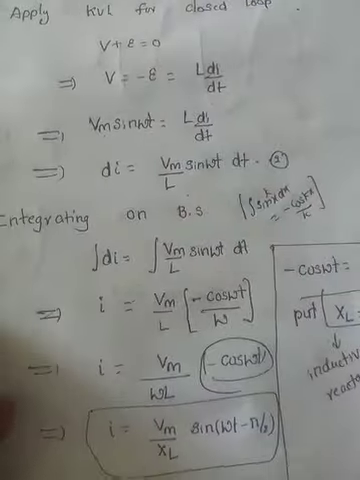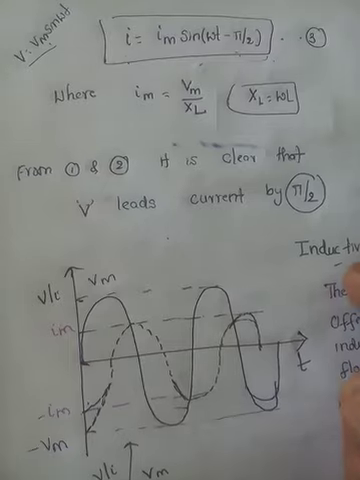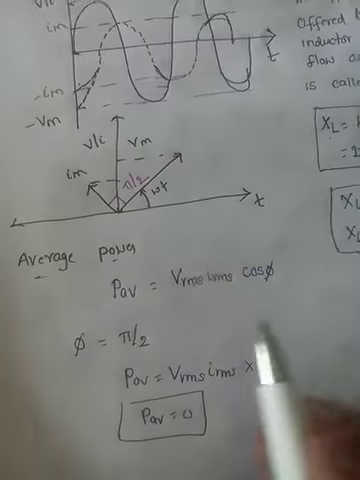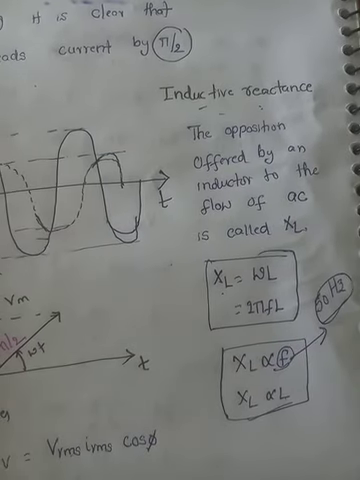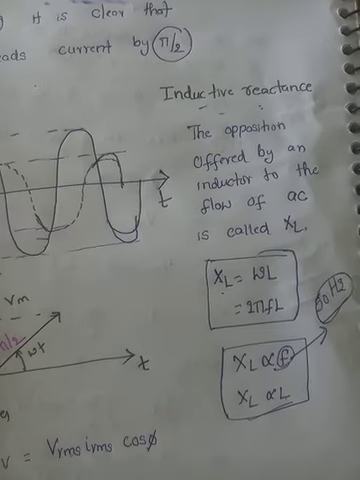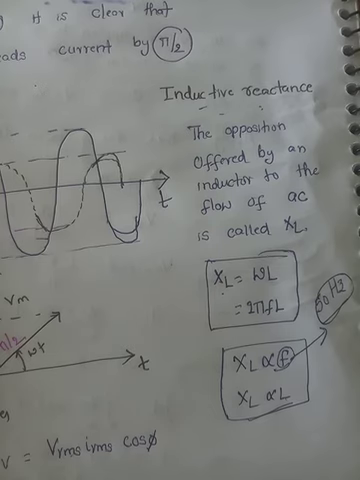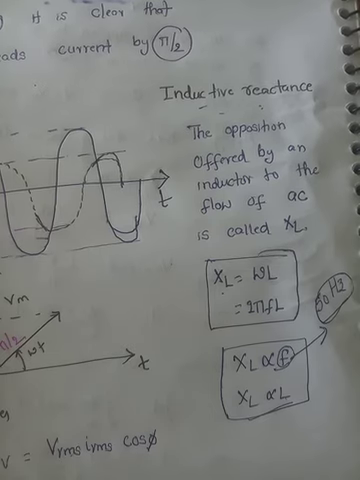Here if you observe, the voltage and current have a phase angle of 90 degrees. So, the power is 0, right, and we represented the phasor diagrams. Power is equal to what? 0, because cos 90 is 0, and we explained what is XL. What is XL? The opposition offered by an inductor to the flow of AC is called what? XL, called inductive reactance. In the next class we are going to learn about AC applied to a capacitor. Thank you.